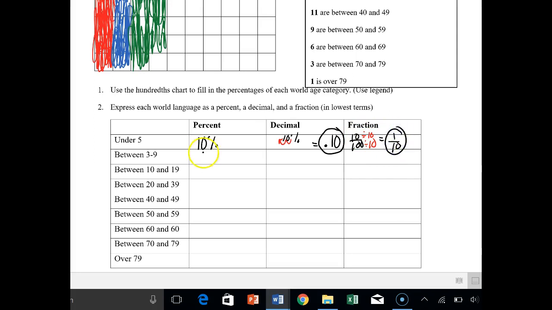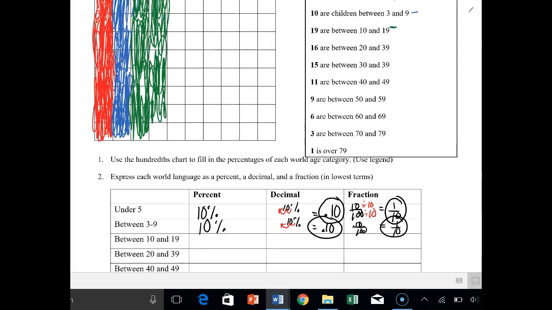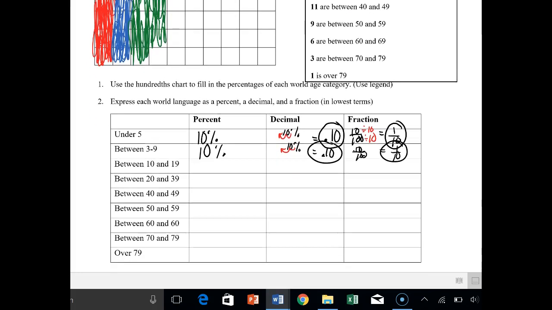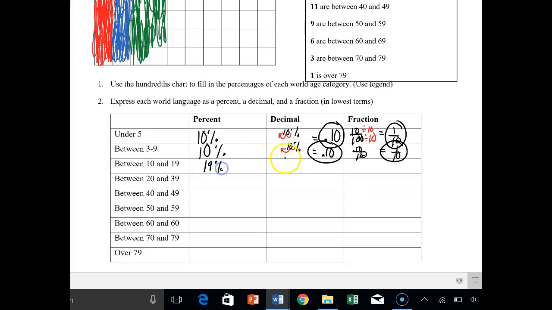Between 3 and 9, it's basically the same exact thing, right? 10%, and we're going to do the same thing we did above, swooping it twice to the left to get 0.10, and then obviously the fraction 10 over 100 again gets simplified to 1/10, right? So for 19 over 100, between 10 and 19, there were 19 people. So that's 19%. As a decimal, obviously, that's 0.19. And as a fraction, that's 19 over 100, and that's a totally simplified fraction. There's nothing else you can do there, right? I'll let you take care of the rest here on the front sheet.